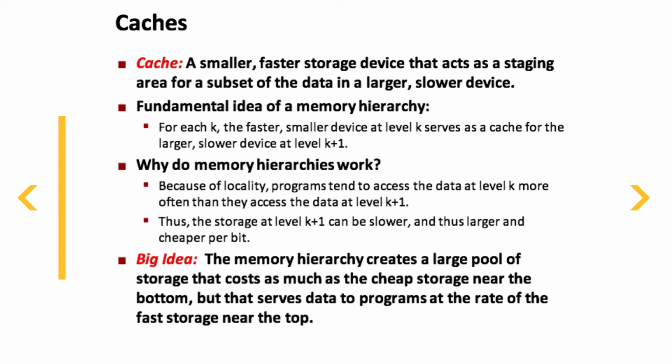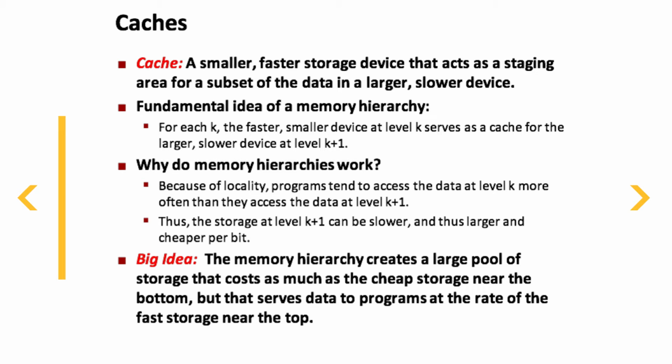Okay, one more term to understand is cache, right? What is a cache? We usually think of these in terms of those L1, L2, L3, and that's another thing we'll see when we shop for computers, right? We'll find in the specifications for a laptop that we might want to buy the sizes of the L1, L2, possibly L3 cache. But what a cache means, generally speaking, is just a smaller, faster storage device that acts as a staging area for a subset of the data in the larger, slower device. So really, in the memory hierarchy, every level is a cache for the level below it, right?